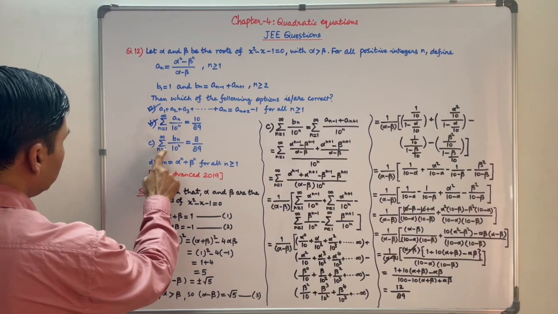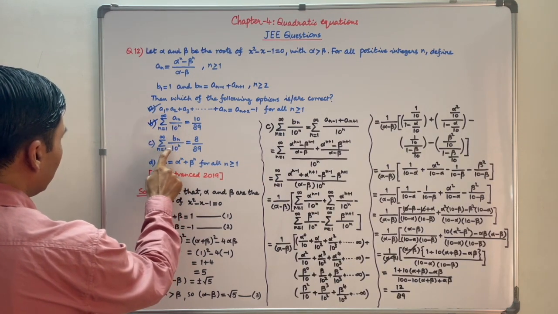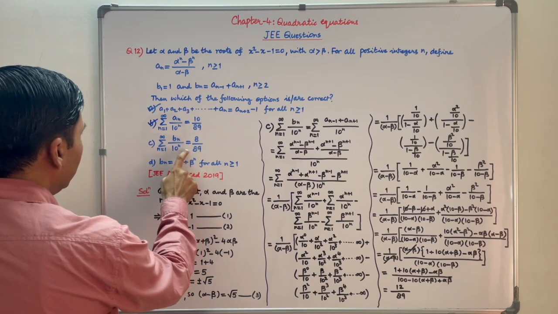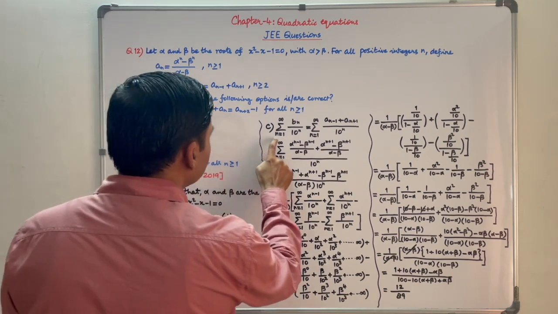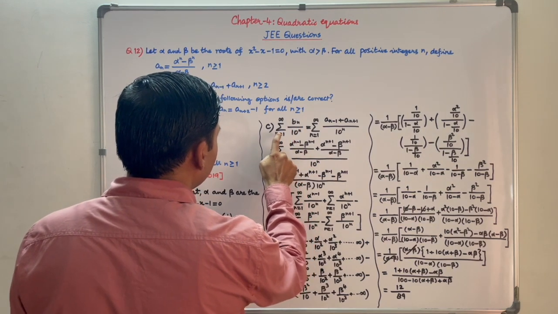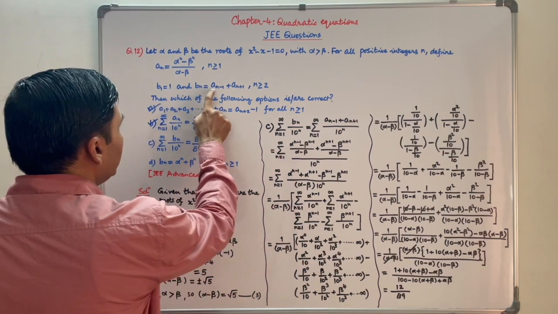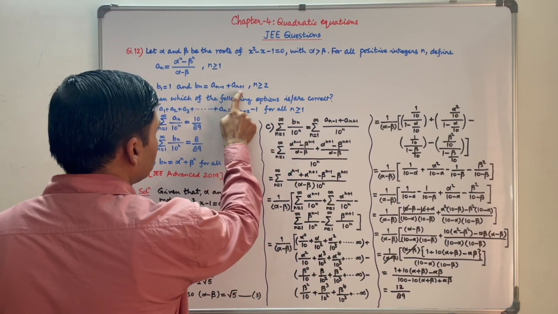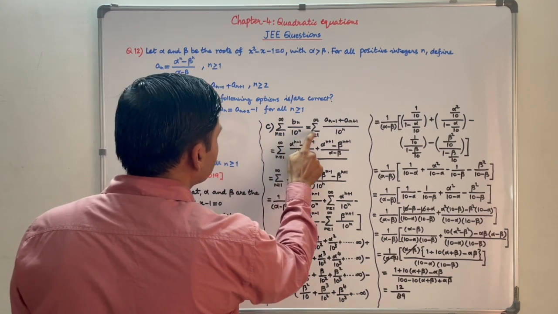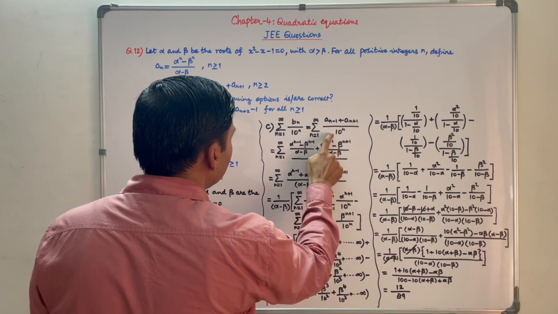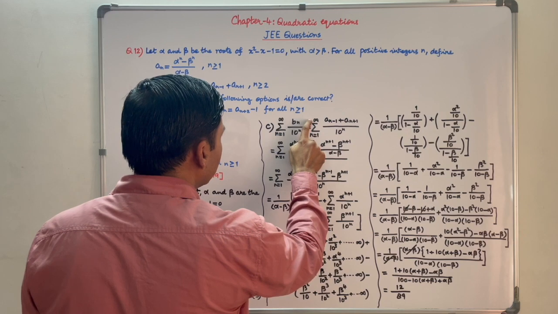Statement C, summation of bn upon 10 to power n from n is equal to 1 to infinity is equal to 8 by 89. Left hand side is summation of bn upon 10 to power n from n is equal to 1 to infinity. Given bn is equal to an minus 1 plus an plus 1. So this is equal to summation of an minus 1 plus an plus 1 upon 10 to power n from n is equal to 1 to infinity.